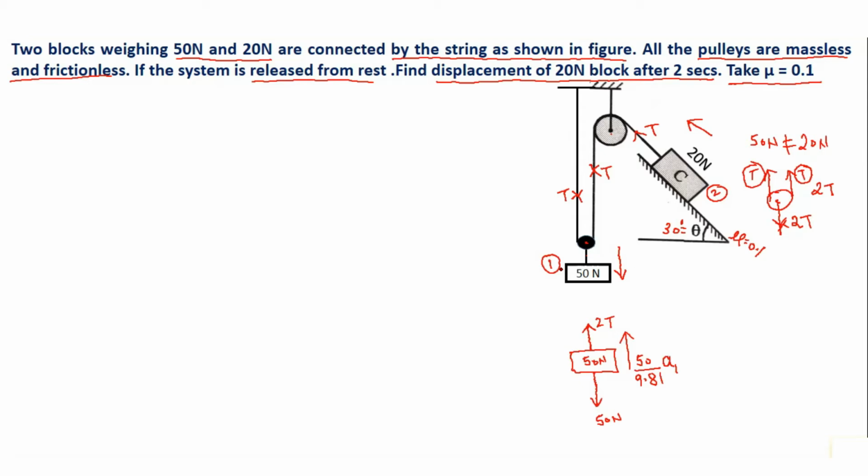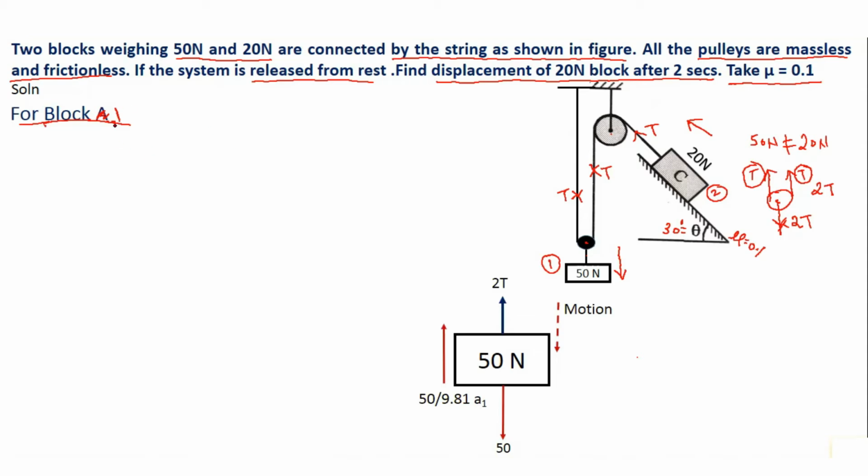So this completes the entire free body diagram on which we can apply conditions of equilibrium. So let us start with that. Starting with block A, or the 50 Newton block, we can also call it block 1 because we have named it as block 1. So starting with the solution for block 1, we will have summation of Fy is equal to 0.